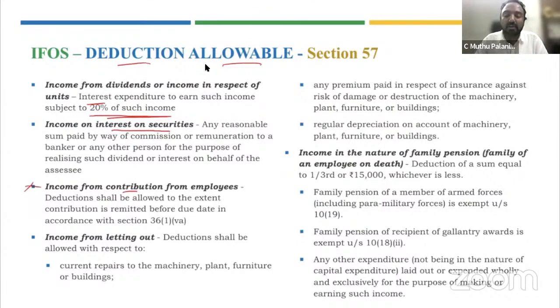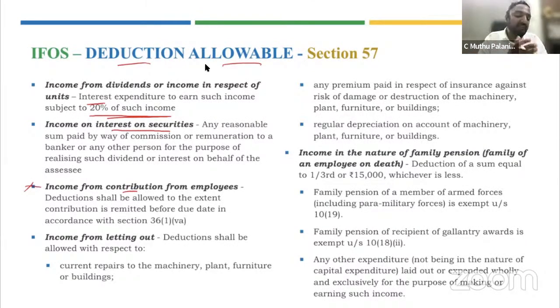Income from letting out. Generally, income from letting out is covered under house property. But if a particular rental is so combined that I have also rented out plant and machinery, and I have also rented out building, now it is all consolidated. When it is consolidated, I am not able to understand how much is plant and machinery and how much is building. It will be covered only under income from other sources.